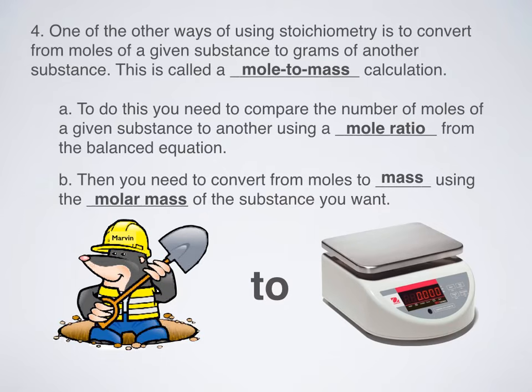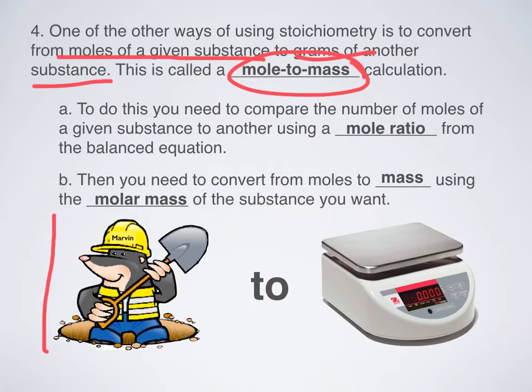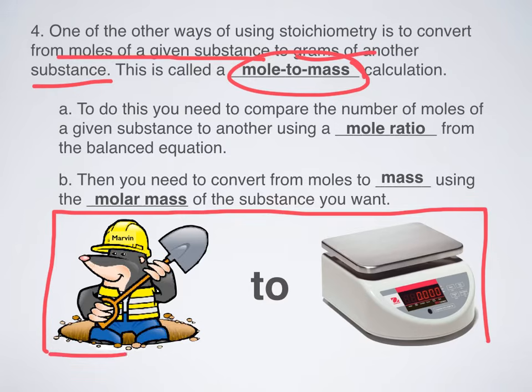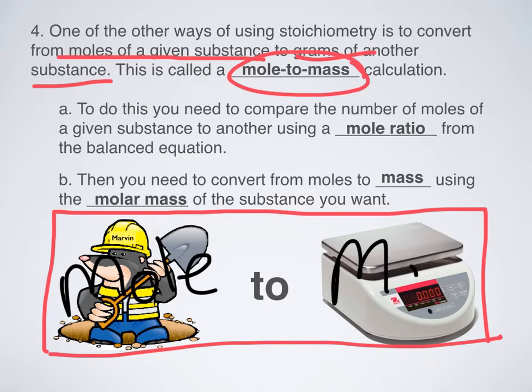Okay, so mole-to-mole ratios, that's a nice one-step process. But another common type of calculation is when I go from moles of a given substance to grams of another substance. And that could easily be grams of a given substance to moles of another substance. We call these mole-to-mass calculations. But again, I could flip that and make that a mass-to-mole calculation. So Marvin the mole and a scale. This represents moles, good old Marvin. This represents mass because we weigh things on a scale in order to get the mass.